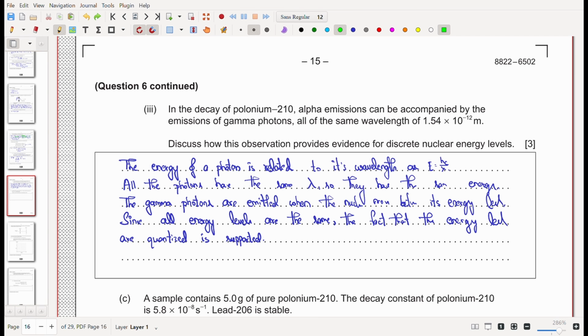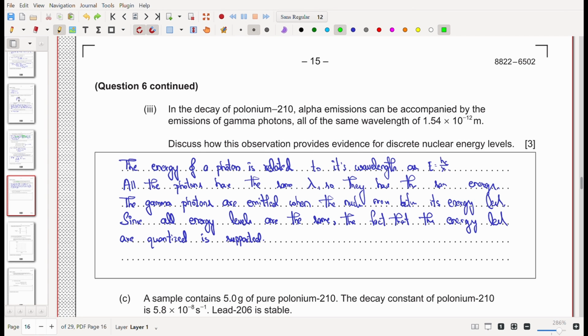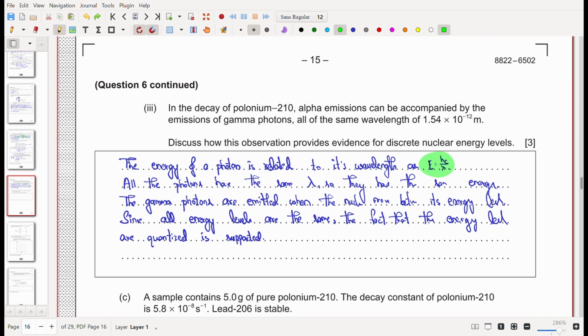Alrighty guys, so to start off, let's go ahead with the first most basic statement. Since a photon is emitted, this means that it must have some energy, right? This energy is related to its wavelength as E is equal to hc by lambda. So we've given our existence of energy based on wavelength. Now let's show how it provides evidence for nuclear energy levels. We're going to take from the question, all photons have the same lambda, right here. So they have the same energy.